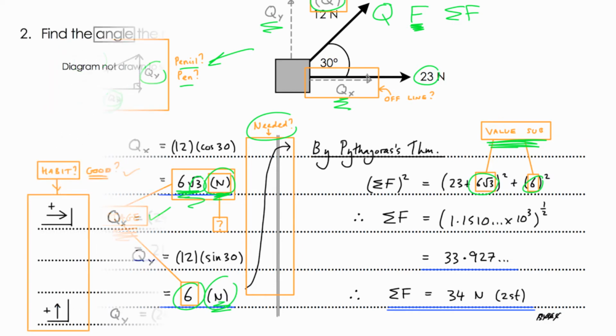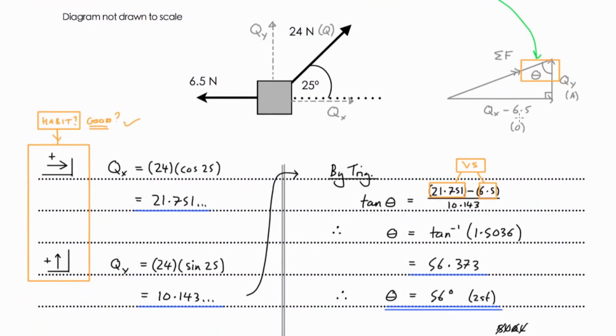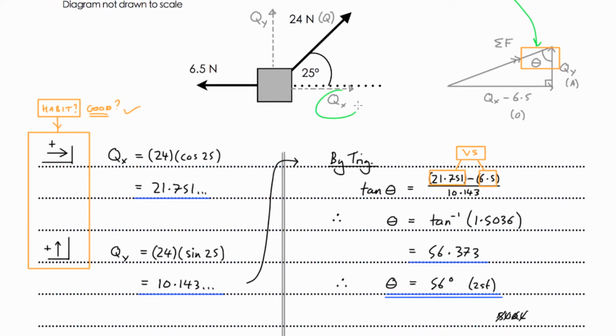Right, next one. Okay, this is fairly straightforward. We're doing the direction now. Call it theta. As you can see, it's to the vertical, so slap that in your diagram. I've done the classic subtraction here. And again, as you can see, I've put my O and my A relative to the angle, which hopefully will stop me from cocking it up later.